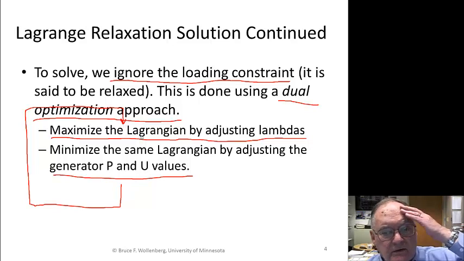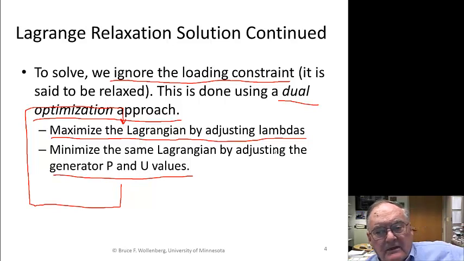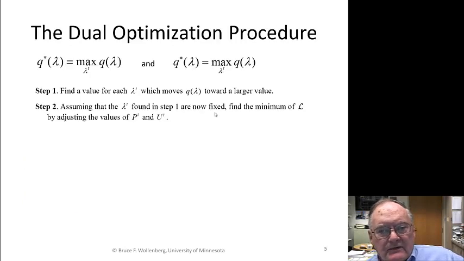We maximize the Lagrangian by adjusting lambdas. Then we fix the lambdas. Now we said we're going to get rid of the loading constraint. Once these lambdas have been adjusted, we act as if they are fixed. And when we're minimizing the Lagrangian, we use fixed lambdas and we ignore the loading constraint. We're going to come back later and try to get that loading constraint in by adjusting the lambdas again, but we do these two different steps. So here's the dual optimization.